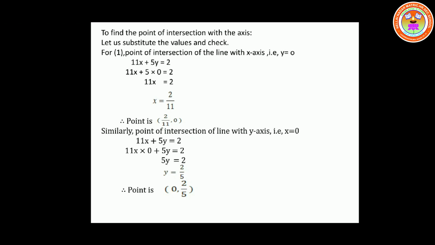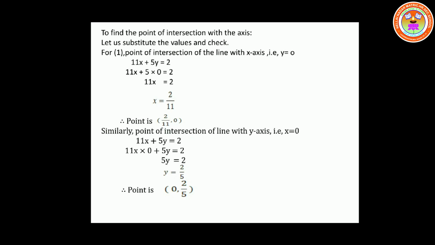Now for the same first equation, I am going to find the point of intersection with the y-axis. Therefore, if it is intersecting with the y-axis, my x value will be 0. So in the first equation itself, I am going to put 0 in the place of x. So 11x into 0 plus 5y is equal to 2. So the x term becomes 0. You have 5y is equal to 2. Therefore y is equal to 2 by 5. Therefore the point is 0 comma 2 by 5.